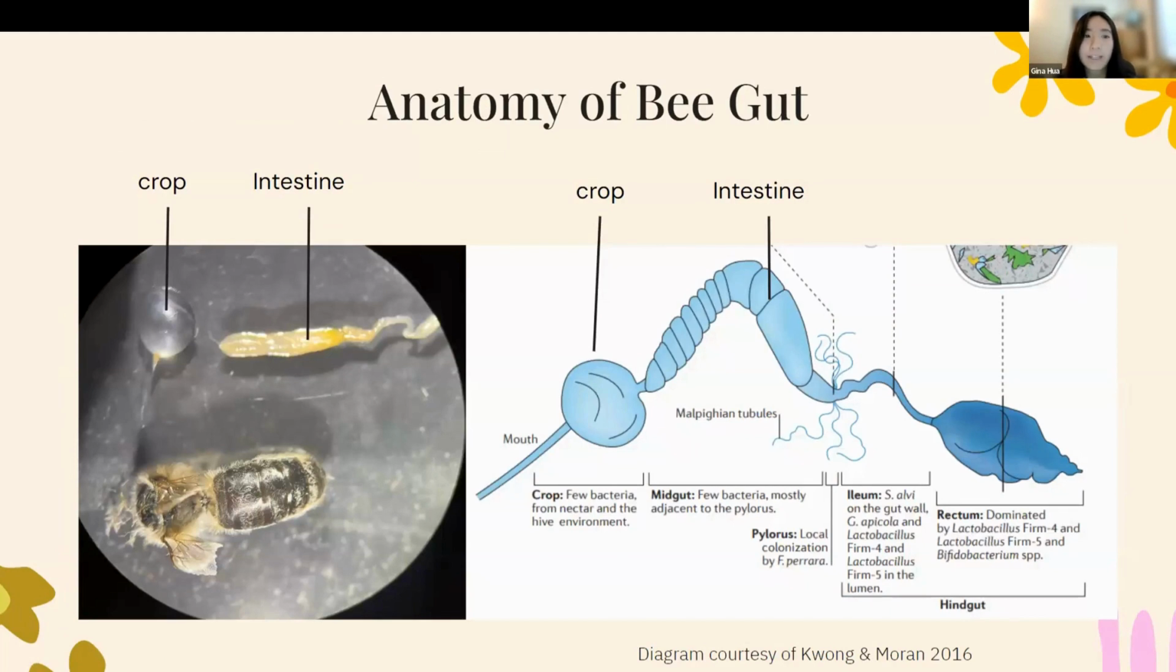So before we hop right in, I want to talk about the anatomy of the bee gut. The bee gut, or the stomach, is made of the crop and the intestine. You can see the crop kind of looks like a bubble. It is where the bee stores their nectar. And to the right, you can see a diagram by Moran in her 2016 paper, where she suggests that the microbes in the crop are mostly environmental, while the microbes in the intestines are core microbes, meaning these microbes are present in the gut of all bees.